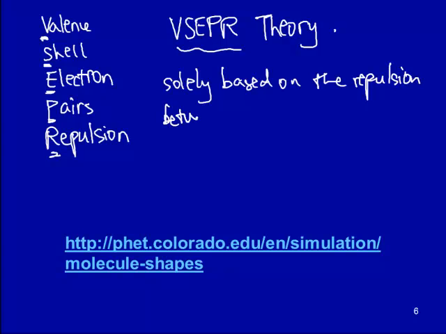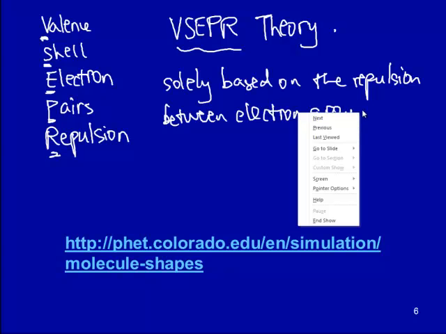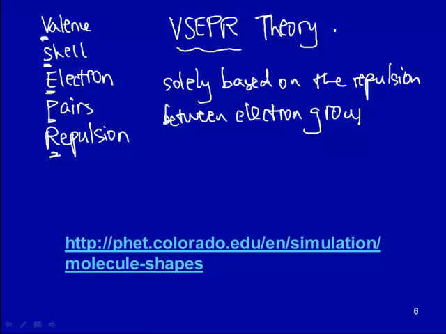This theory is solely based on the repulsion between electron groups. Since they repel each other, they want to maximize the distance between the electron groups. However, they cannot totally fly away from each other because they are all connected on the central atom. So remember, the electron groups are all connected on the central atom.